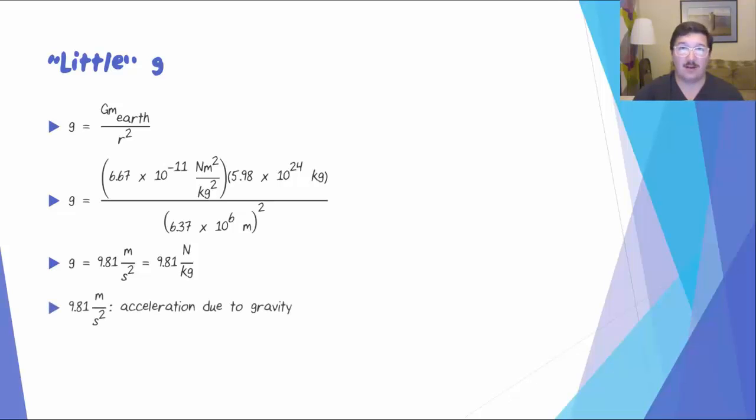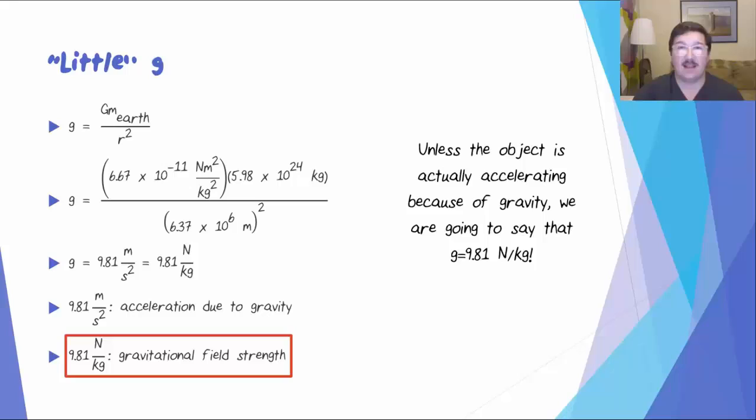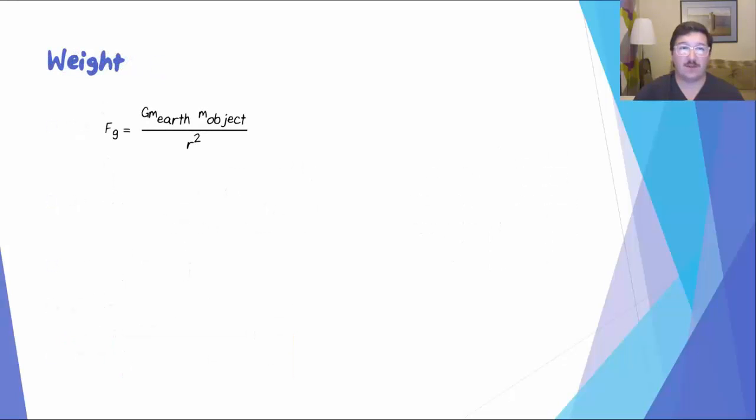If we call it meters per second squared, we're defining this as the acceleration due to gravity. If we call it newtons per kilogram, we're defining this as the gravitational field strength. Unless the object is actually accelerating because of gravity, we are going to say that g equals 9.81 newtons per kilogram. Here again is the equation for the force of gravity between the Earth and some object near the surface of the Earth. All this stuff here is the same as little g, so we can actually rewrite this equation as Fg equals the mass of the object times g.